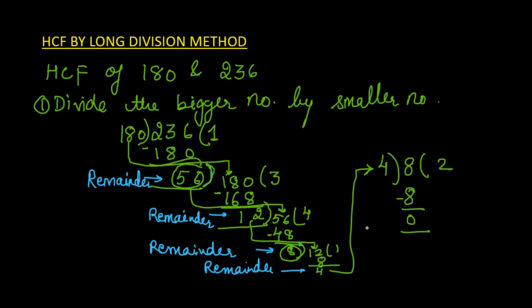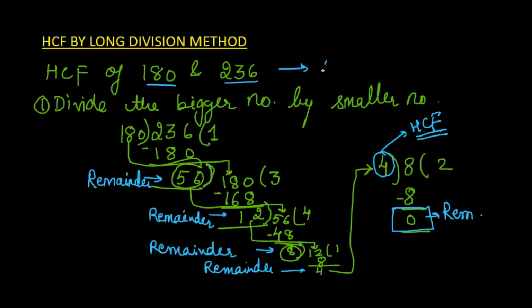We have to continue these steps till we get the remainder as 0. The step where we get the remainder as 0, whatever is the divisor in that particular step becomes the HCF of the given two numbers. So here we see that the HCF of 180 and 236 is 4.